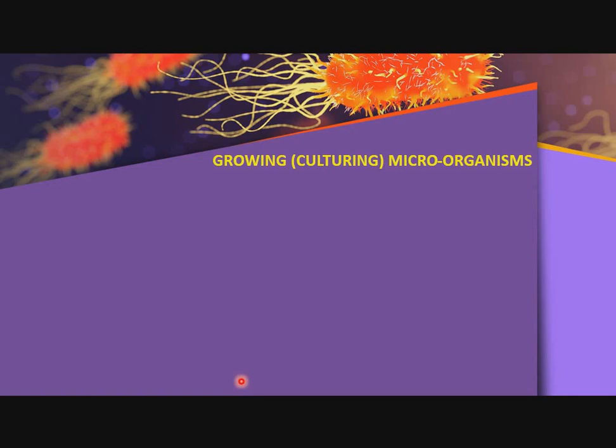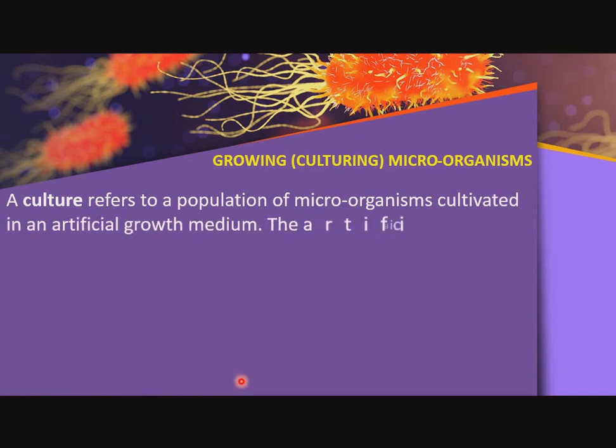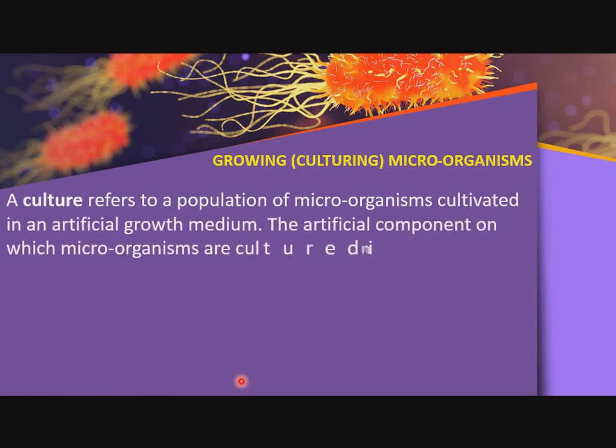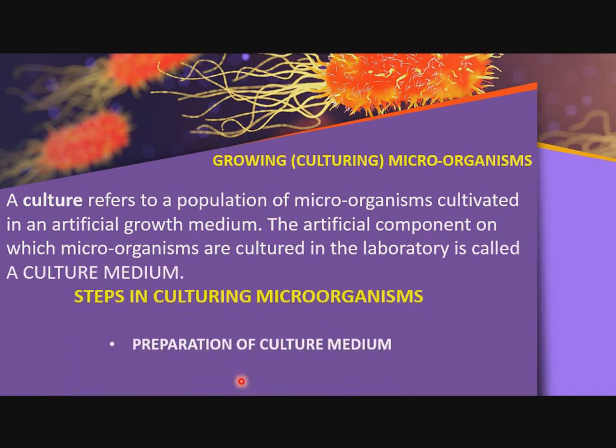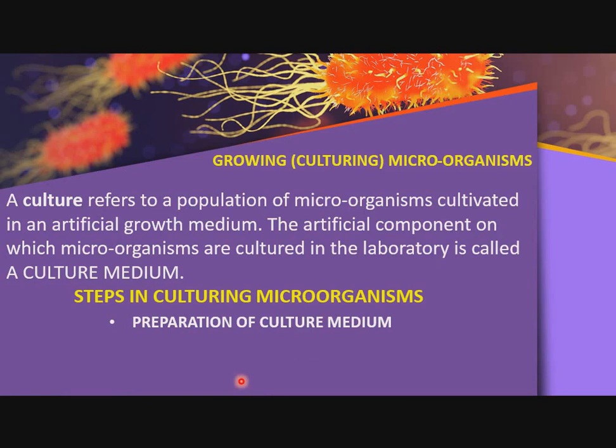The steps involved in culturing microorganisms are: number one, preparation of culture medium. We dissolve a known weight of the medium in distilled water in a conical flask. You will sterilize the contents using a pressure cooker, or you can even use an autoclave. After sterilization, you will pour the medium into a sterilized petri dish and allow the medium to solidify.